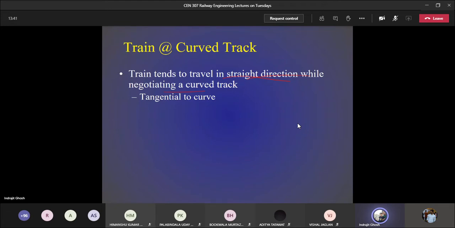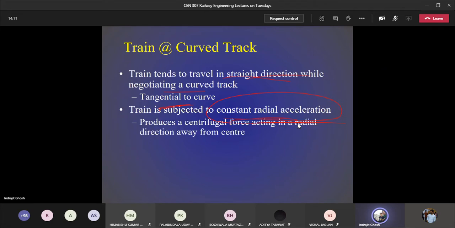Train travels in a straight direction while negotiating a curved track. Though there is a curvature, as the train was moving along a straight track, it will behave as if it is going in the straight direction, tangential to the curve. Second, as there is a horizontal curve, the train is negotiating a curve with certain radius, so there will be a constant radial acceleration working in which direction? Opposite to the center.